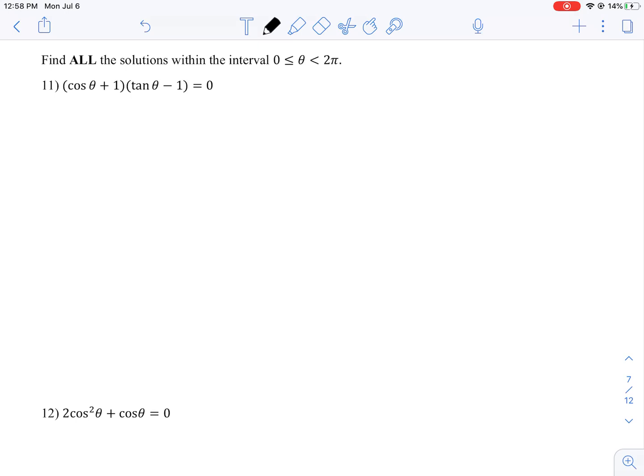Well, in order for this equation to equal 0, either cosine theta plus 1 has to equal 0, tangent theta minus 1 has to equal 0, or both have to equal 0. So I'm going to write two equations. And I'm going to start by solving the equation on the left. So cosine of theta is equal to -1. So what angle between 0 to 2 pi has a cosine value of -1? And there is only one angle, that is pi.